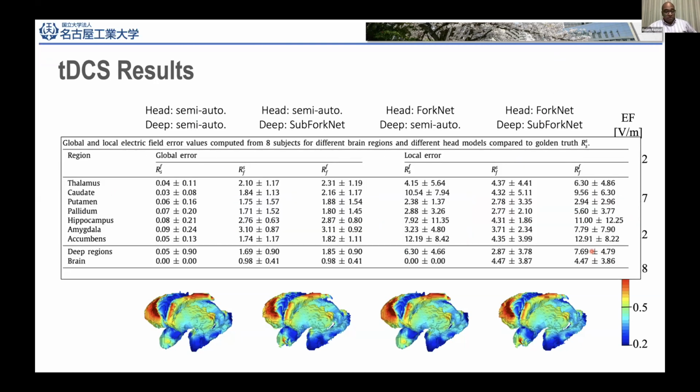And here are some numbers about the global error and local error at different regions, and the average around the deep region and within the whole brain. As you can see here, the global error and the local error are within small values. This is a percentage of the relative value, so it is within the range of accepted values.